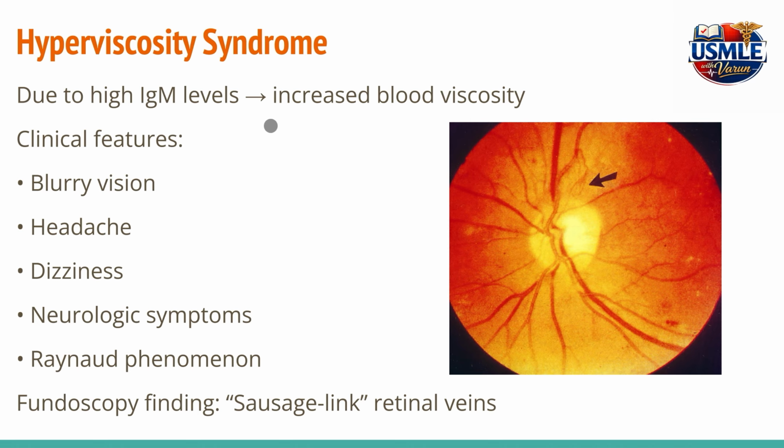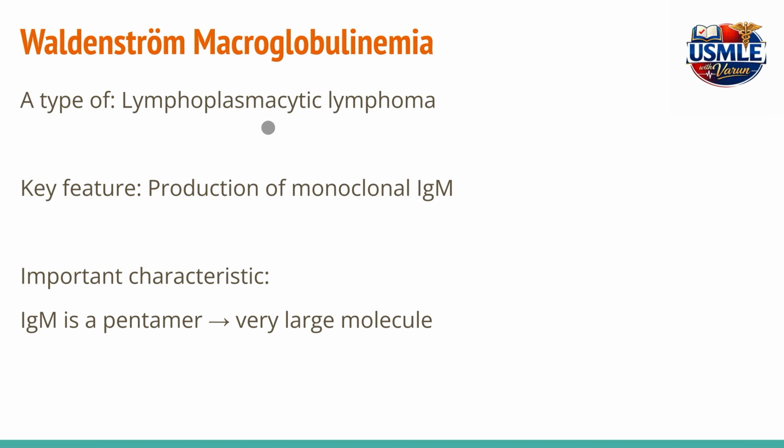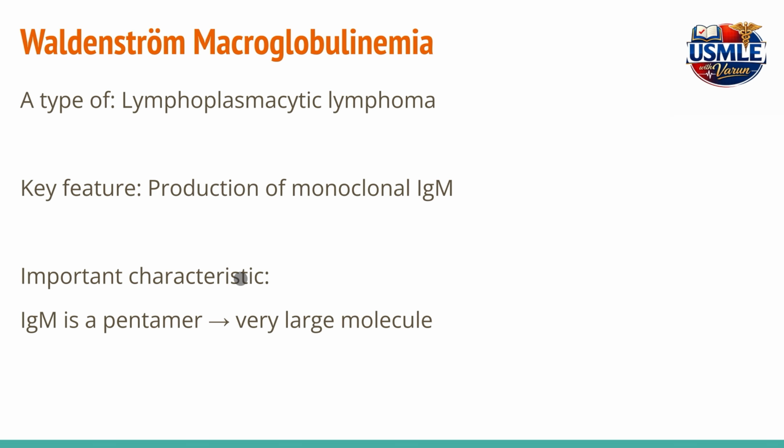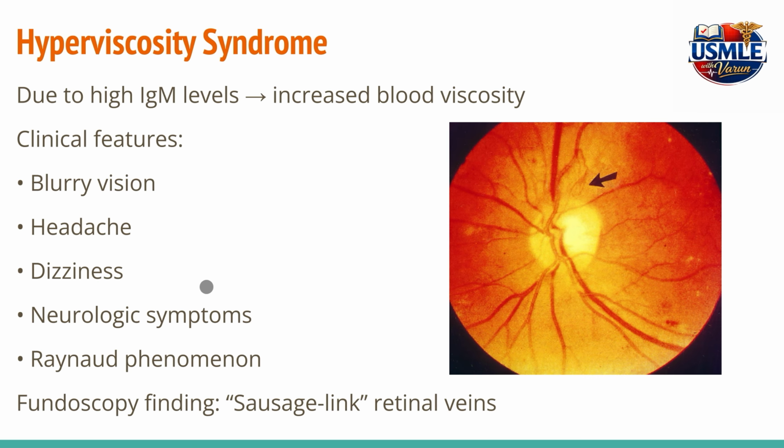And whenever there's increased blood viscosity, it leads to a syndrome called hyperviscosity syndrome. Patients present with blurry vision, headaches, dizziness, neurological symptoms, and Raynaud's phenomenon. Whenever you see these features, along with absence of CRAB features, less than 10% plasma cells, and production of monoclonal IgM, you need to think about hyperviscosity syndrome.